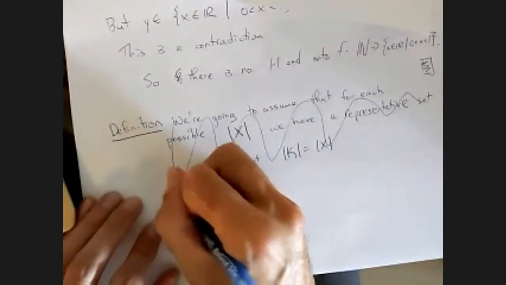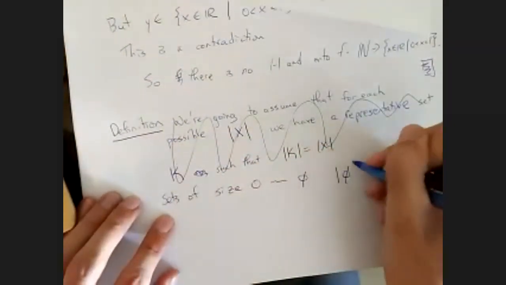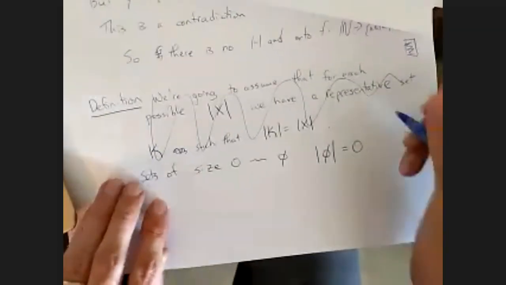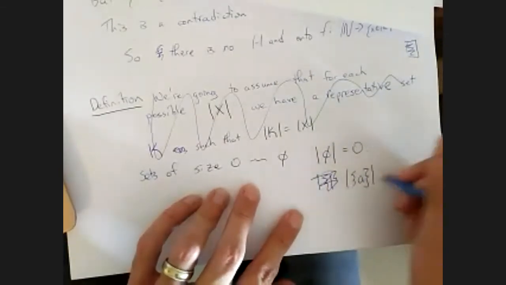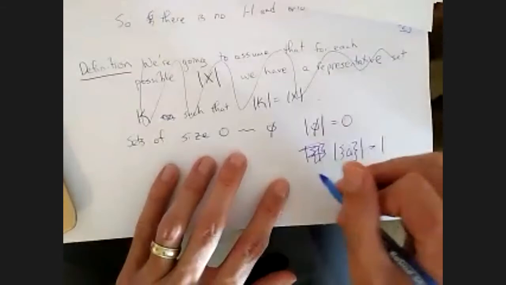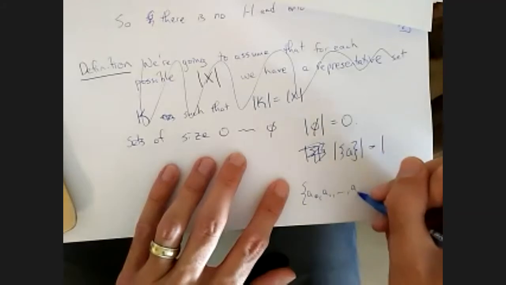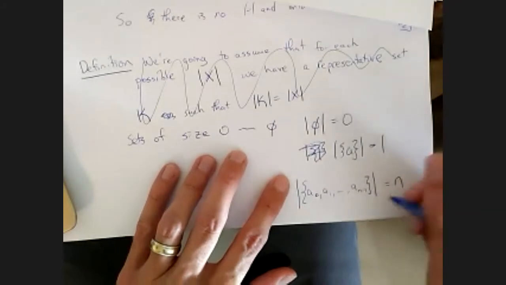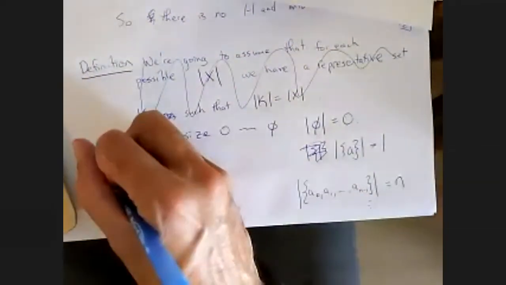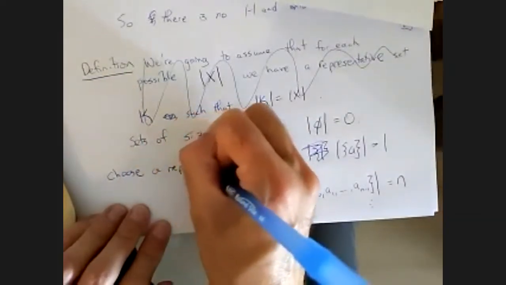Okay, here we have the sets of size 0. Well, that's just the empty set. The cardinality of the empty set is 0. We have the cardinality of a singleton. Well, a singleton has one element and its cardinality is 1. The cardinality of a set with n elements is n, and so on. And then what we want to choose is a representative kappa for each possible cardinality.